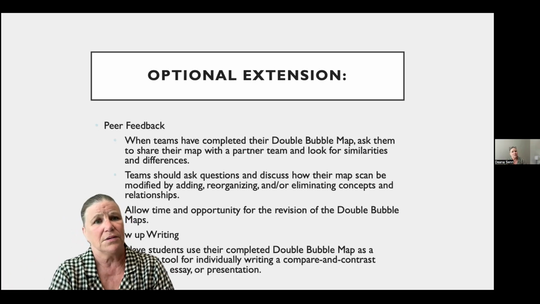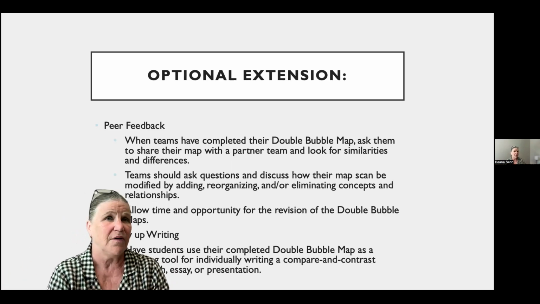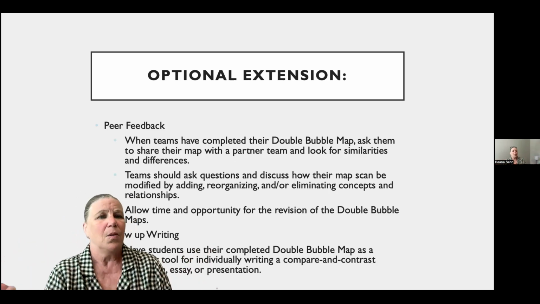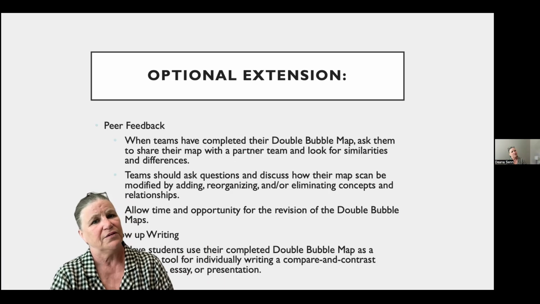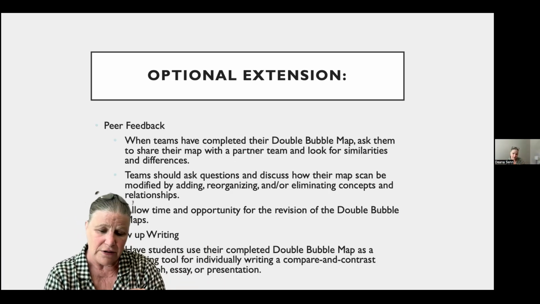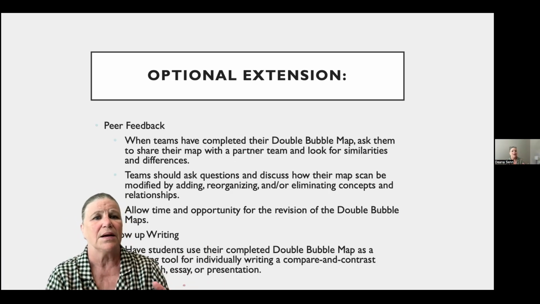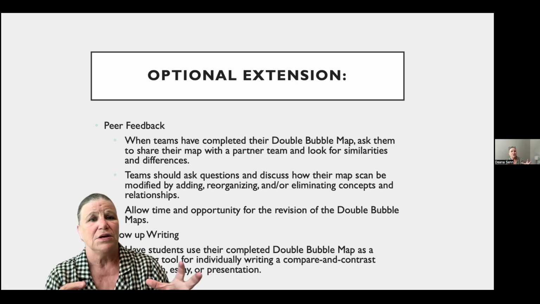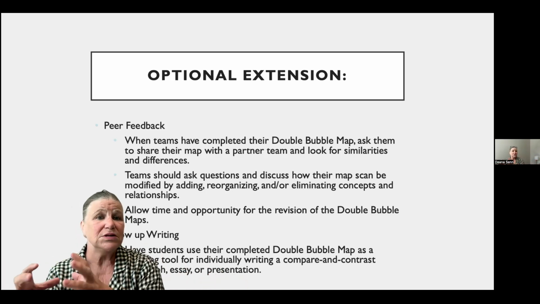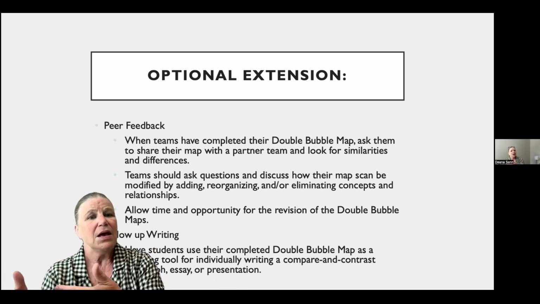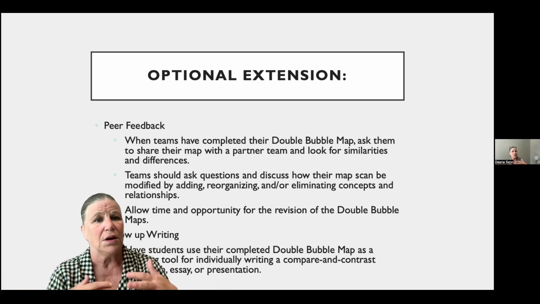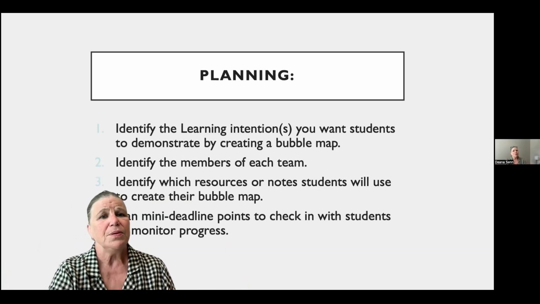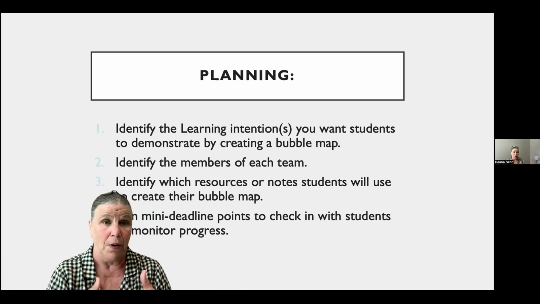The other thing I want to point out is that we can do a couple of optional extensions. You can do different than the two I'm going to name, but one of the first things that comes to mind is peer feedback, right? Two teams can share each other's maps, give each other feedback, and then go back and revise their own. And then the other option is students can use the team double bubble map in order to create their own paragraph, essay, or presentation.